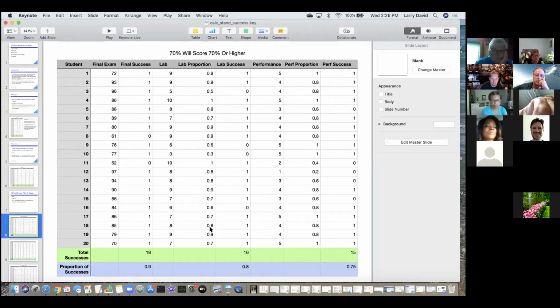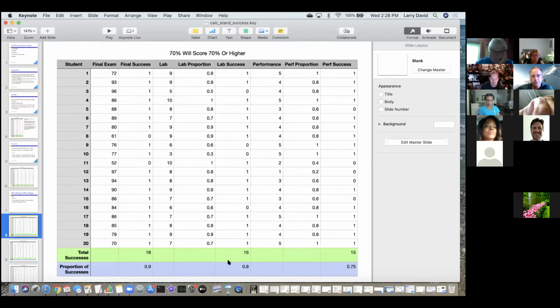For the lab proportions, you go through any number here that's 0.7 or higher gets a 1 in this column. Anything less than 0.7 gets a 0. There were 16 out of 20, so 0.8. So my proportion here is 0.8. Same thing with these. 0.7 or higher gets a 1. Less than 0.7 gets a 0. 15 were 0.7 or higher, which is 75%. So 15 out of 20 is 75%.